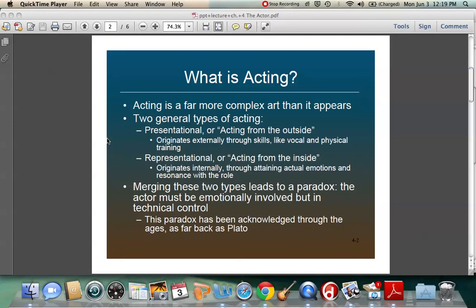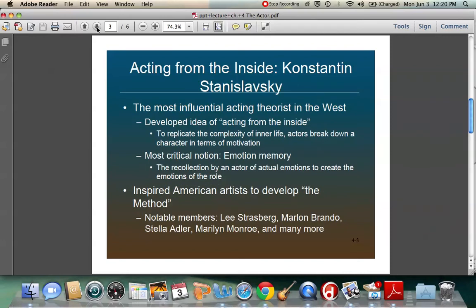So the merging of these two types of acting leads to the paradox. The actor must be emotionally involved, but in technical control. So Daniel Day-Lewis has to figure out what makes Abraham Lincoln tick in his mind, how does his mind work, and at the same time, he has to look like Abraham Lincoln physically. So it's something that is very, very challenging for actors because they're not being themselves, but at the same time, they have to bring the truth from the person that they're representing to the surface. So how do they do that? That's the basic way to do it.